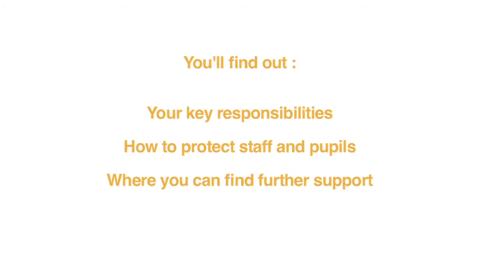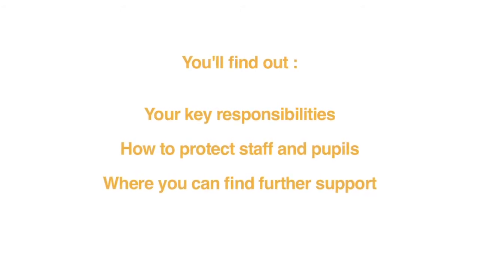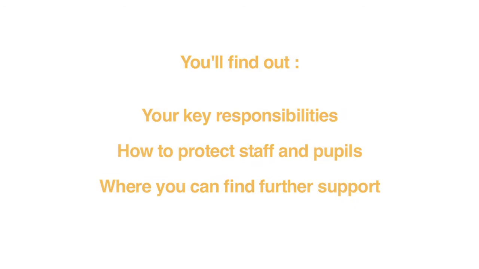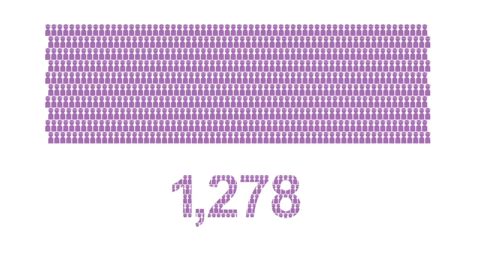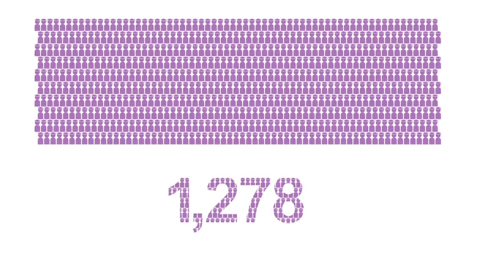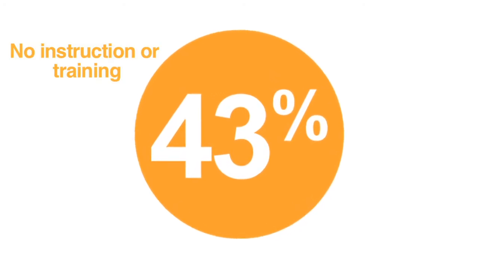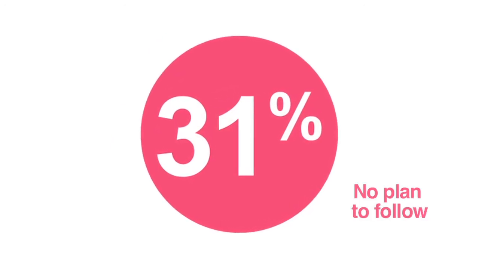The video has been created in response to NAHT members' responses to the recent asbestos survey. In a recent NAHT survey of 1,278 head teachers across both primary and secondary schools and academies, 43% had given their staff neither written instruction or training. 31% had no plan to follow if asbestos was to be disturbed.